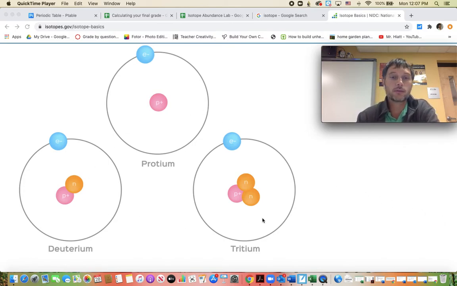So here on the screen you see three versions of hydrogen. There are three isotopes of hydrogen. Remember, an isotope is an atom that has an abnormal number of neutrons. You see that these three each have one proton, so that defines them as hydrogen. They each have one electron as well, so we know that these are not hydrogen ions, these are hydrogen atoms. The difference between the three is the number of neutrons in the nucleus.